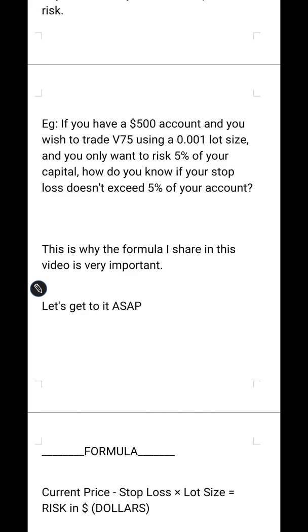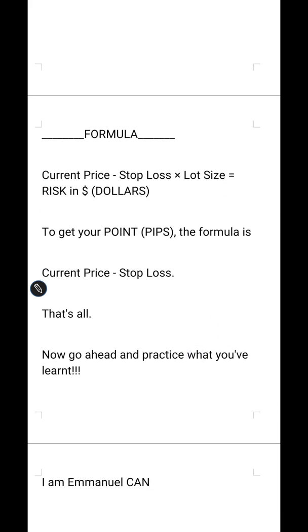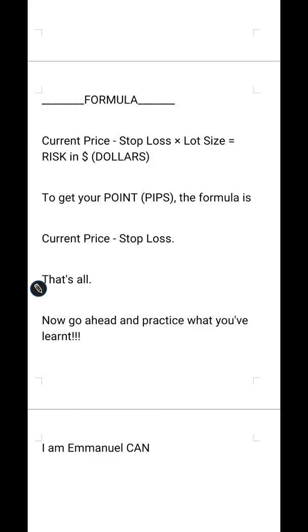Take for example, if you're trading V75 on a $500 account using a minimum lot size and you only want to risk 5% of your capital, how do you know if your stop loss doesn't exceed 5% of your capital? How do you know? This is why this video is very important. I'm sharing this formula with you to give you an edge over others. Now here's the formula: current price minus stop loss multiplied by lot size will give you the amount in dollars that you're willing to risk or that you're going to lose should the trade go bad.